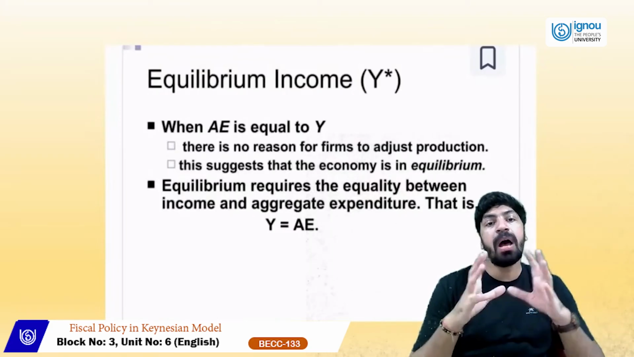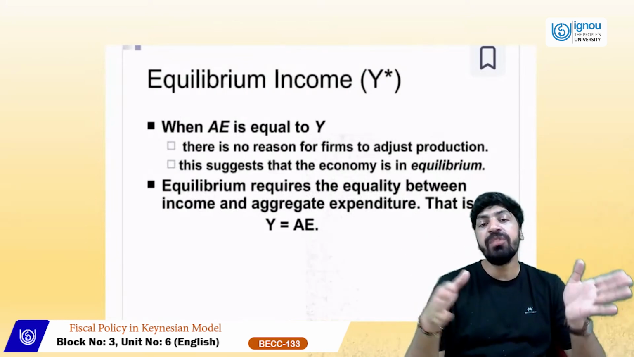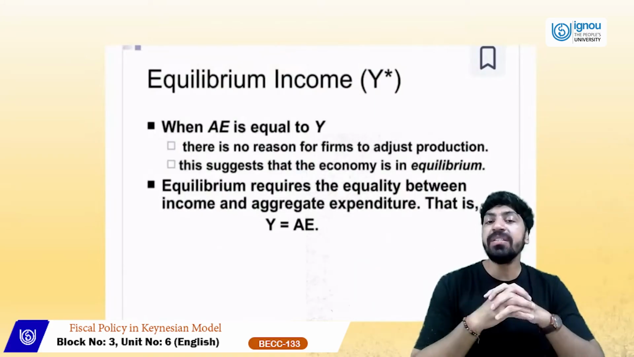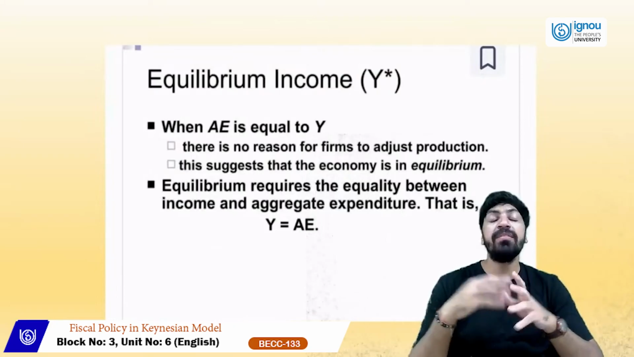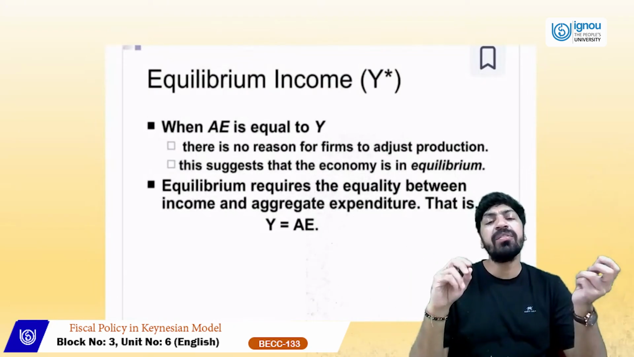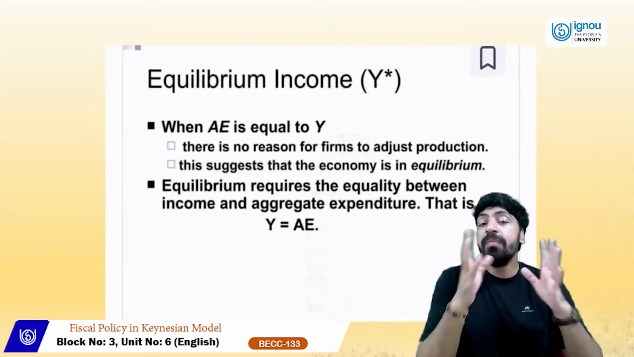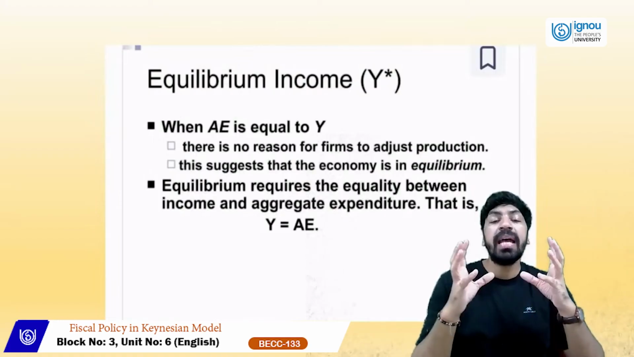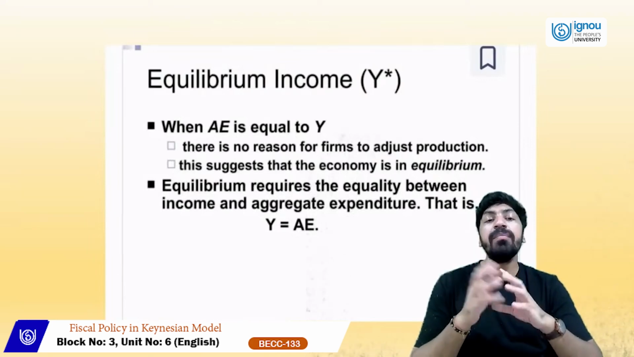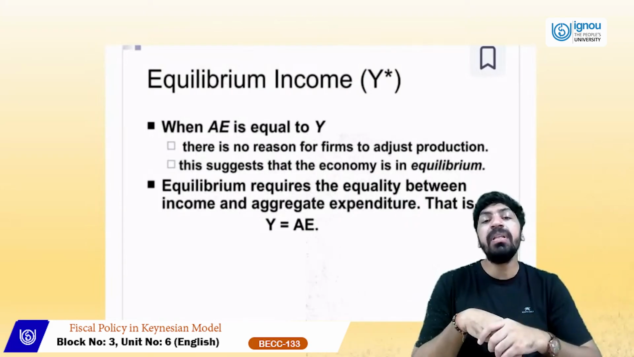When we talk about changes in the aggregate expenditure with respect to income, there is a situation when the aggregate expenditure is equal to Y. In the previous slides, I already told there are two situations when aggregate expenditure is less than or more than the income. But now when we talk about the equilibrium income, that is an equilibrium condition, where aggregate expenditure is equal to income. So what will happen? What would be the outcome for the people and the firms?